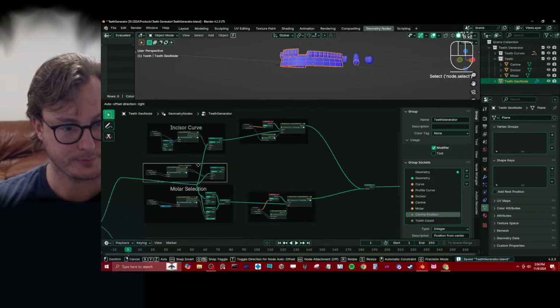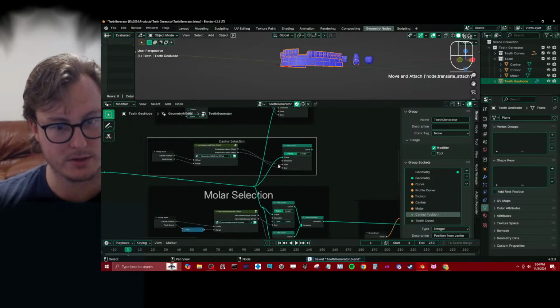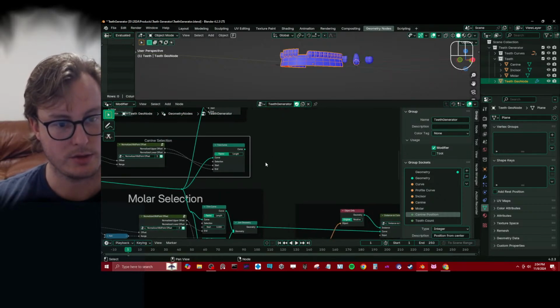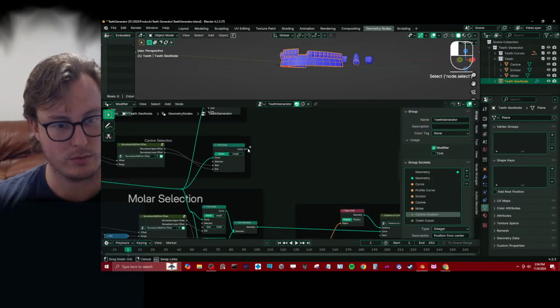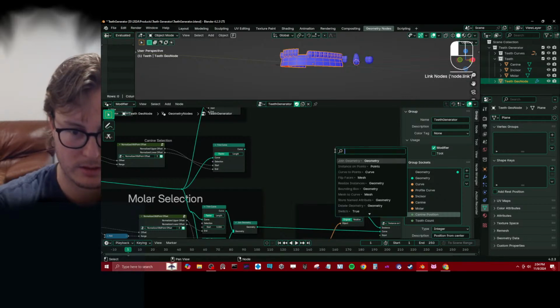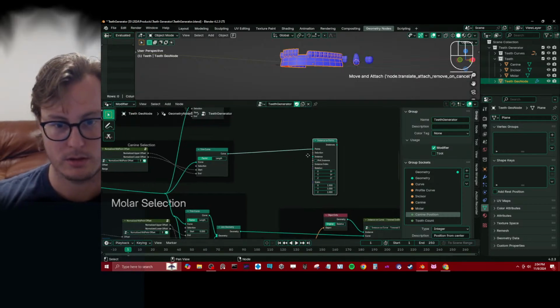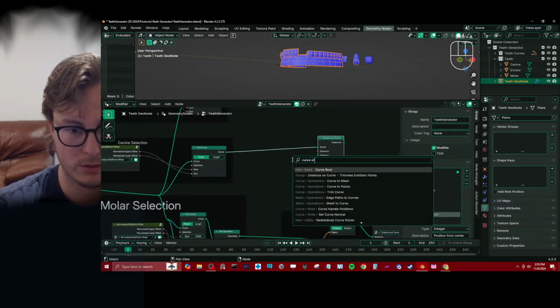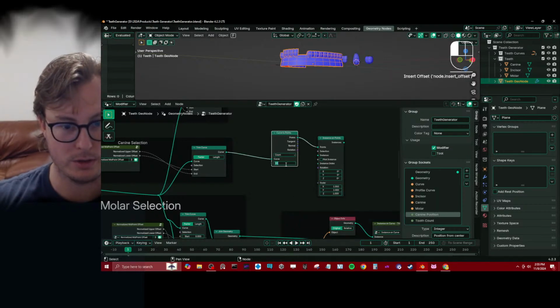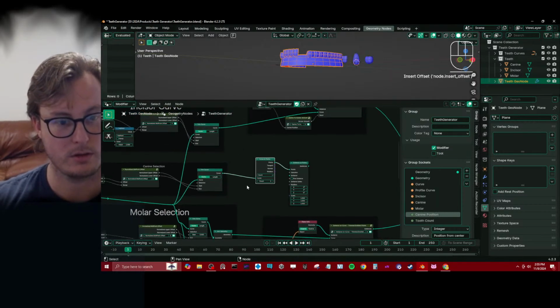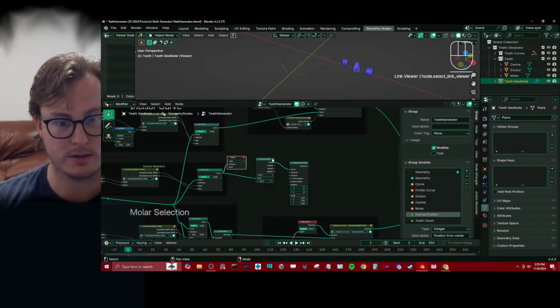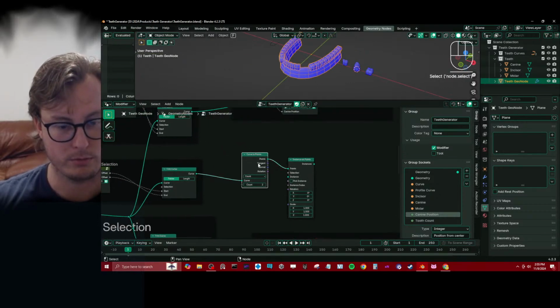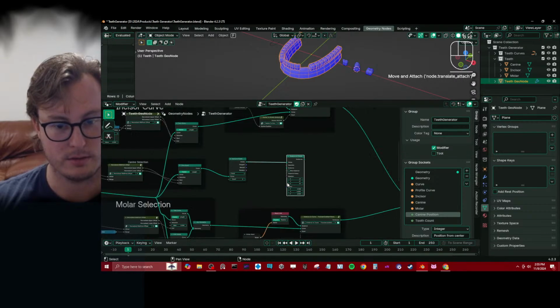So, the one difference is our canine selection. And so the reality is we just want an instance on here. Instance on points. Or sorry, curve to points. And we just want 2, because this should be just this segment here. Yeah. We just want the start and end. That's it.